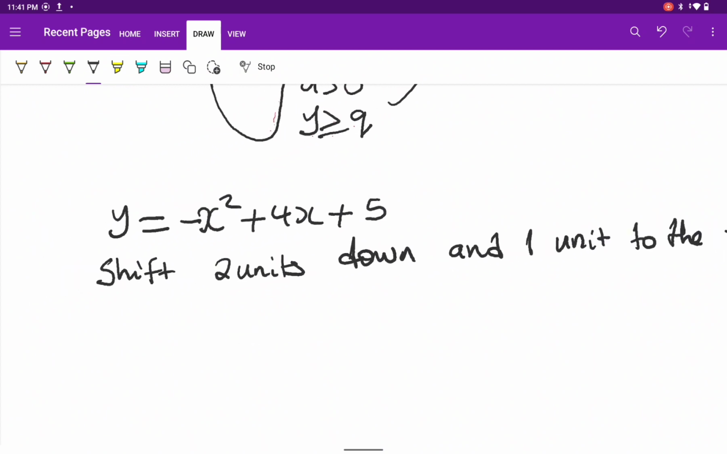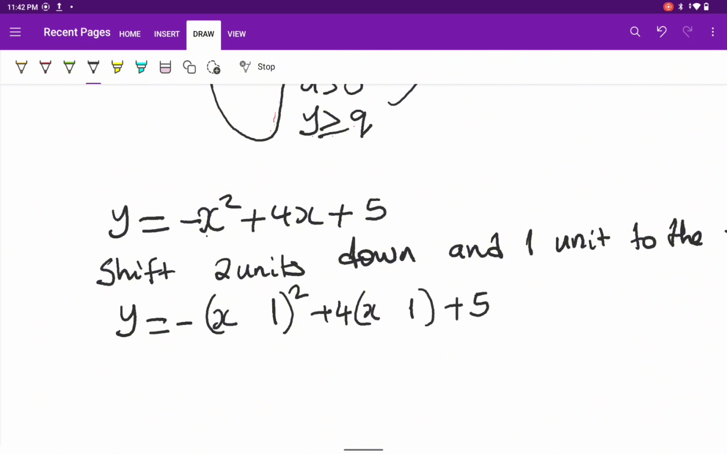So the new graph will be y equals minus, remember the x is for left and right, and they're saying 1 unit to the right, so we'll have x. Now we shift it 1 unit, so we can write it first, 1 unit right, plus 5, and then we said 2 units down. For 2 units down, let's just say minus 2 there, because it's 2 units down.